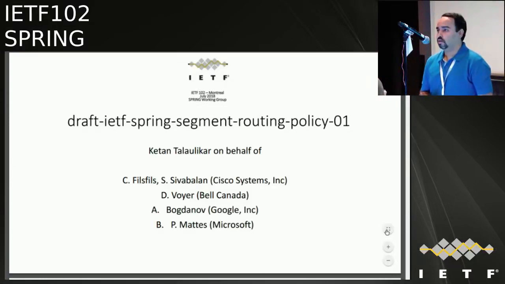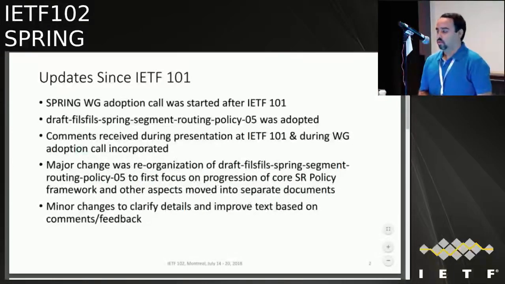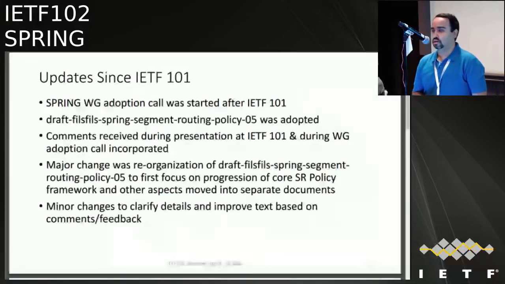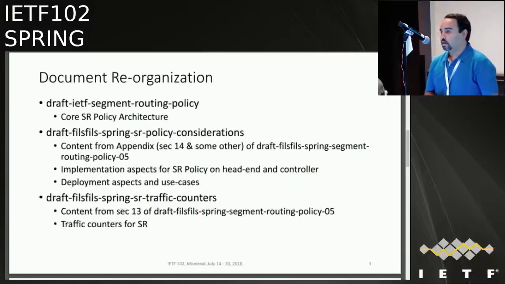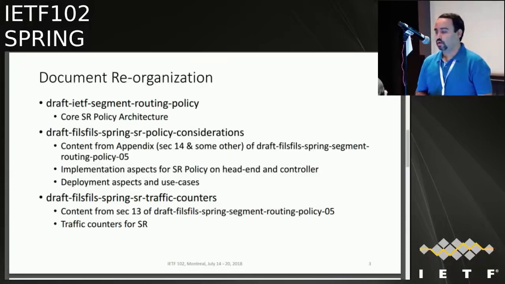the segment routing policy draft, which was adopted by the working group. The key update was that the adoption call was started after the last IETF, and post the call, version 5 of the document was adopted. There were several comments and inputs received during the IETF and also during the working group adoption call. The major change was that this document was reorganized, and the focus was to progress the core SR policy framework, and other topics were moved to separate documents, and we'll look at what those are. Besides this, there are also minor changes to clarify some details, correct, and improve the text based on the comments and feedback. So this is an overview of how the original document has been reorganized.